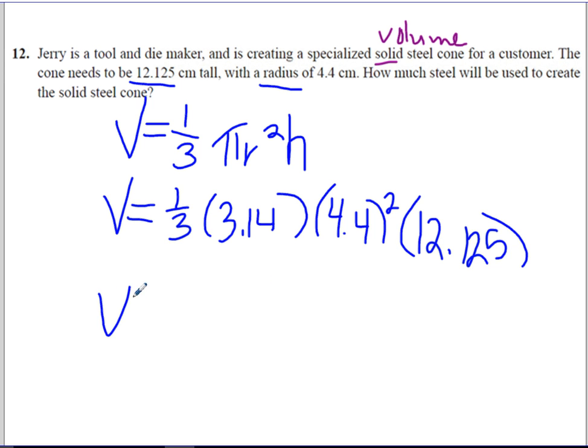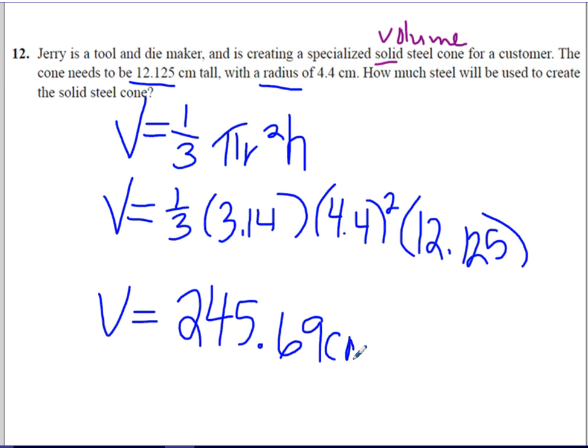So now that we have all our numbers plugged in where they belong, we can type that in the calculator. And we see that the steel will be 245.69 cubic centimeters in volume.